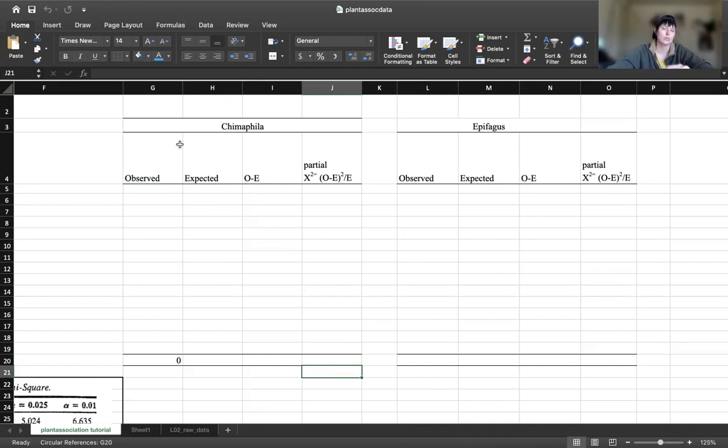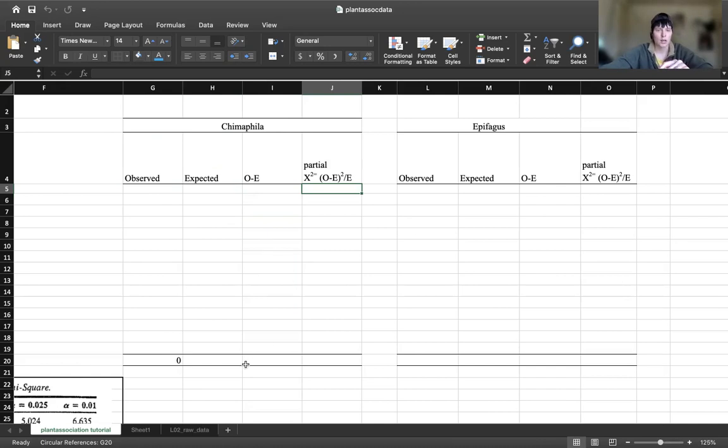Now you can do your chi-square by hand, but we're going to have to put all of these values in exactly like this for your appendix. So I'd recommend doing it in Excel. I showed you in the last video with the salamander data that I did it by hand to show you how to do that. But make sure when we're doing this, we make sure that each formula is correct.